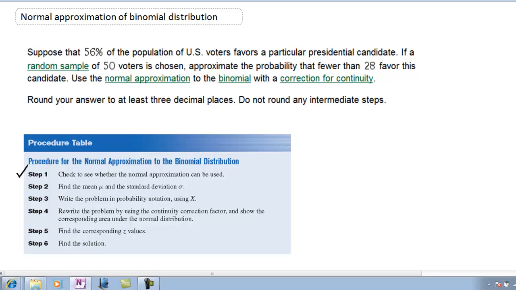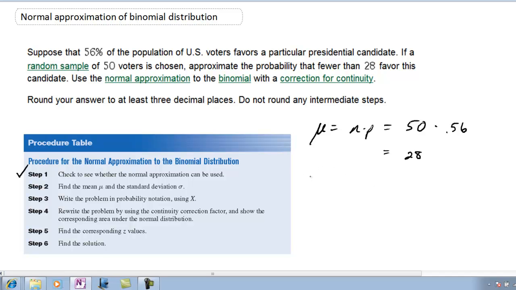Step 2 is find the mean and the standard deviation. The mean is always n times p. So for 50 trials and a 56% chance of success, we have 28 as our expectation. We expect 28 people out of the 50 voters to favor the candidate on average, if we did enough of these trials.